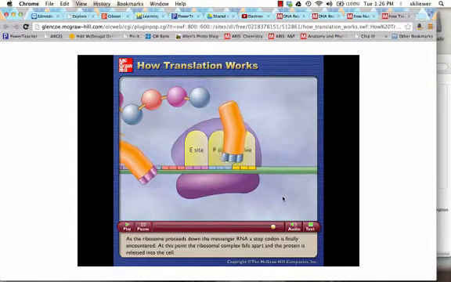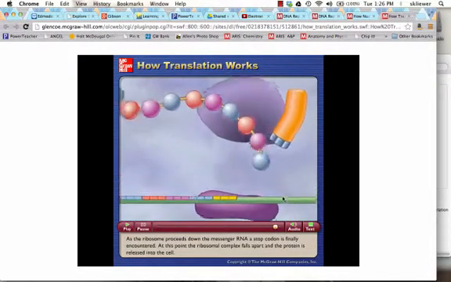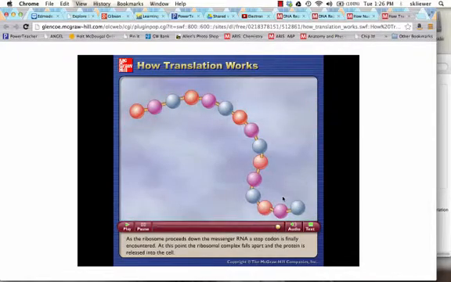It goes from A to P to E. The tRNA does. APE, yeah. So it attaches at the A site. It moves over to the P site where it will bond with the previous amino acid, and then it moves to the E site where it gets released.